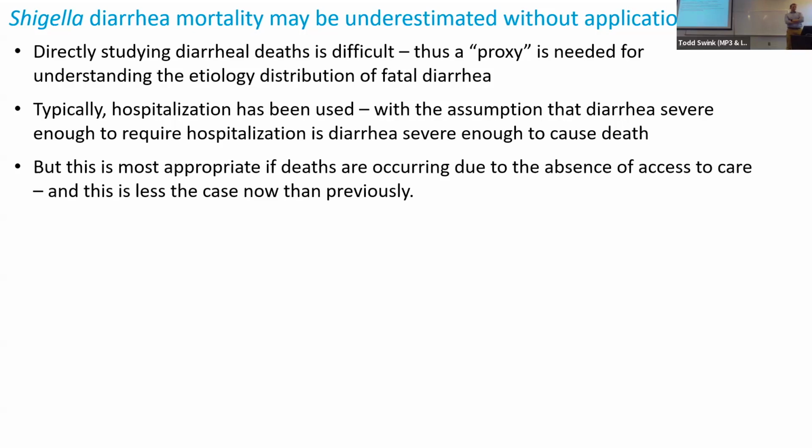The first point is that it is hard to study diarrheal deaths directly. Traditionally, the argument is pretty clear that a lot of diarrhea mortality happens because of poor access to care. If you have acute dehydrating diarrhea and you don't present to a healthcare facility and get rehydrated, then you're at risk of dying. So you can't just go to a facility and enroll children who died of diarrhea and look at the causes and say, now we understand the causes of diarrheal deaths.